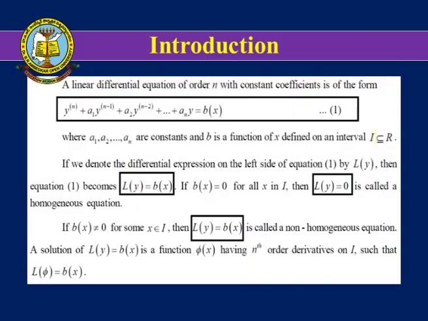Now this is the overall idea. For a given nth order linear differential equation, the left side term gives the complementary solution and the right side term gives the particular integral, for finding the general solution. Here, if b of x is equal to 0 it is homogeneous, and if b of x is not equal to 0 it is a non-homogeneous differential equation.